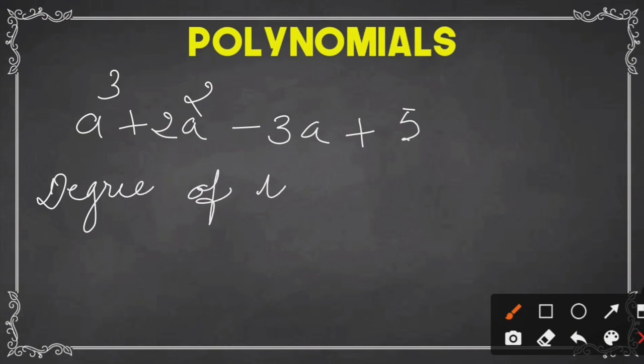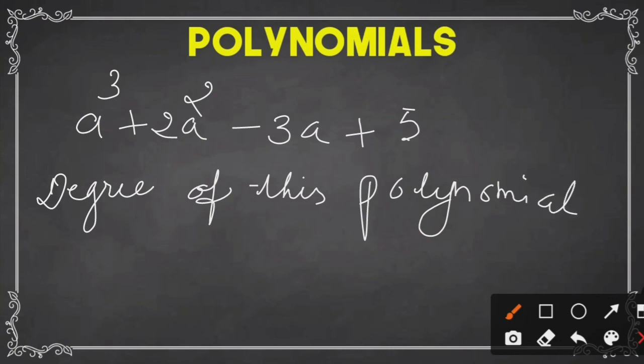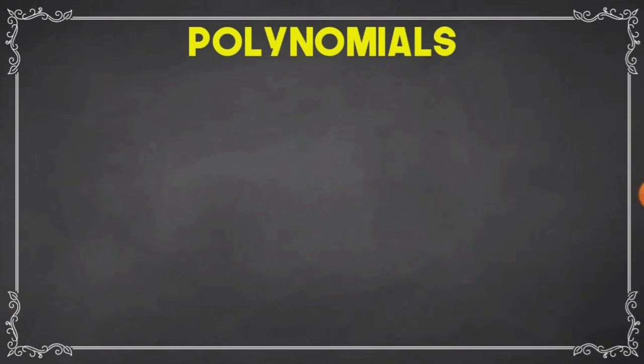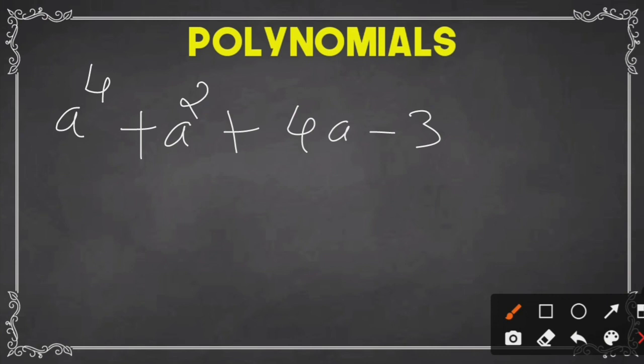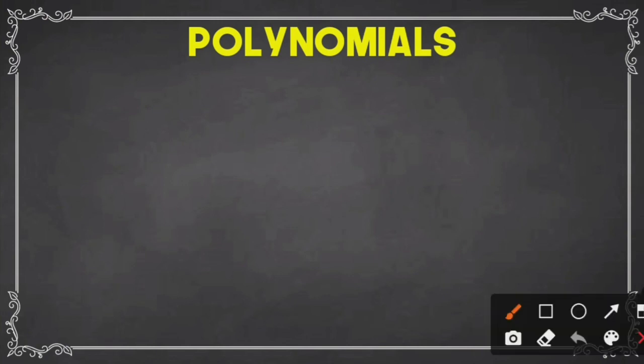I hope you understood. The same way, one more I'll take: a to the power 4 plus a to the power 2 plus 4a minus 3. What is the degree of this polynomial? Obviously it is 4, because the highest power is 4. The degree of this polynomial is 4. This is the degree of a polynomial. I hope you understood. So, the introduction of polynomials is concluded.